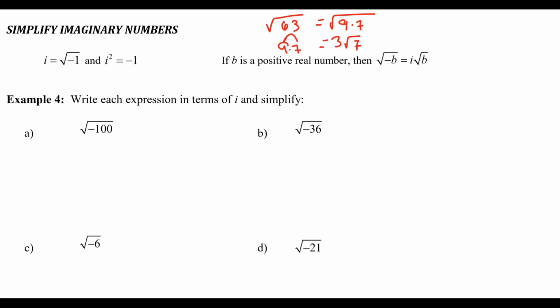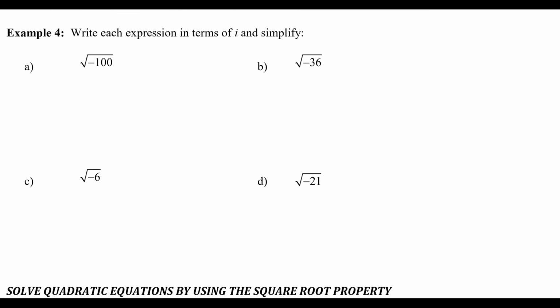Well, sometimes we end up with a negative sign underneath the radical. And if you try to put it in your calculator, you're going to get a syntax error, which means it's not a real number. So what happens is we introduce this imaginary number system, where the square root of -1 always becomes this i, this imaginary number. We can square i, so i squared gives us -1. So if you notice, the square root of -b is equal to i times the square root of b. So let's look at simplifying a few of these.